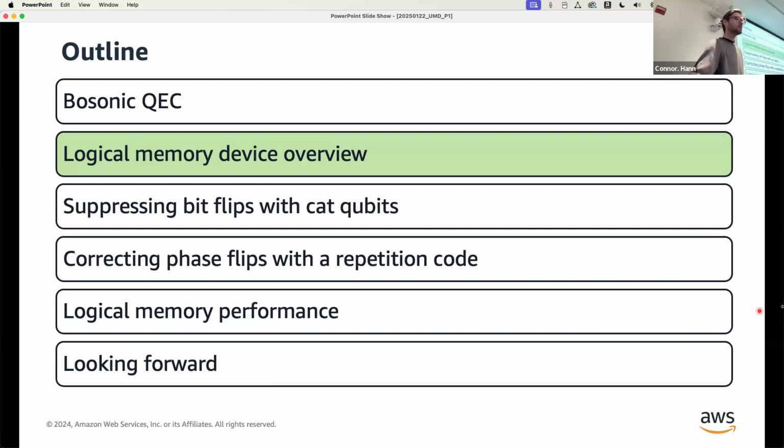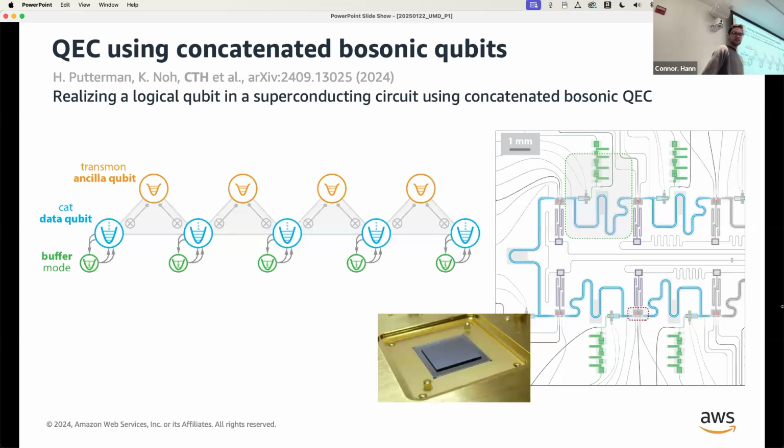Okay. So let me go ahead and give you just an overview of the experiment that we performed to realize this concatenated bosonic quantum error correction that I was describing on the previous slide. So here's a depiction of the experiment that we did. We realized a superconducting circuit device composed of multiple bosonic modes to realize this concatenated error correction. So I'm showing here on the left a schematic of the device, and on the right, this is a layout of the actual device itself.